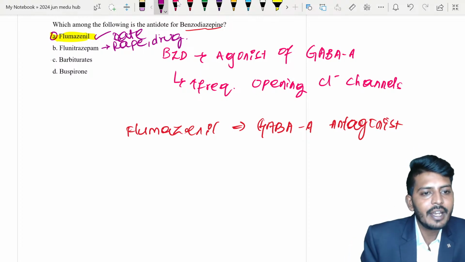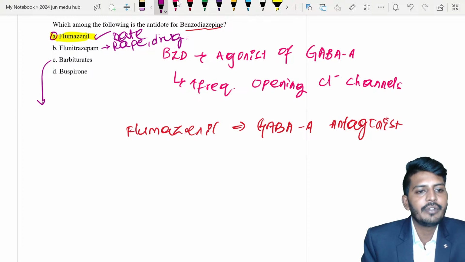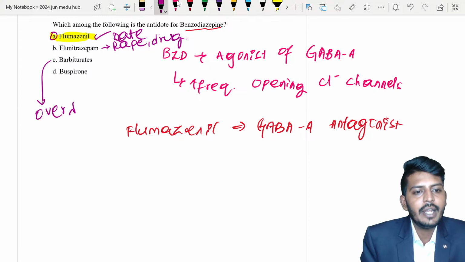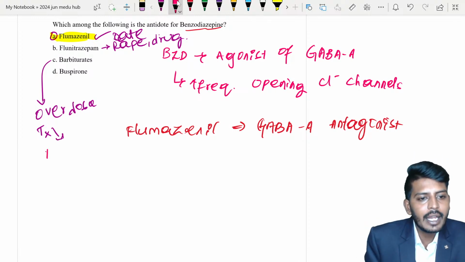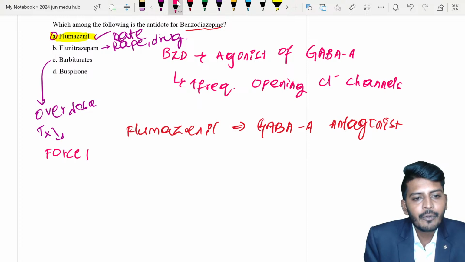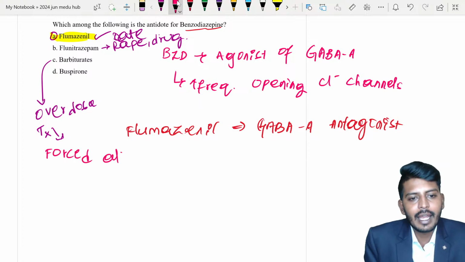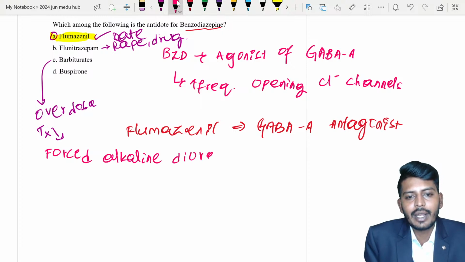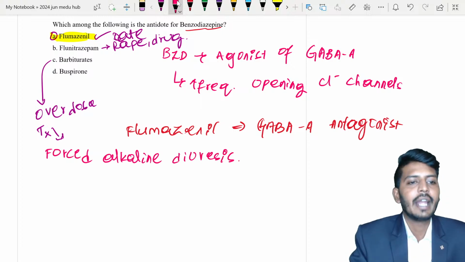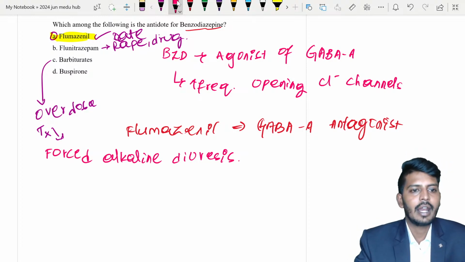So, the antidote, the treatment for barbiturate overdose, that is very important. That is forced alkaline diuresis. What is that, sir? Forced alkaline diuresis. All right?